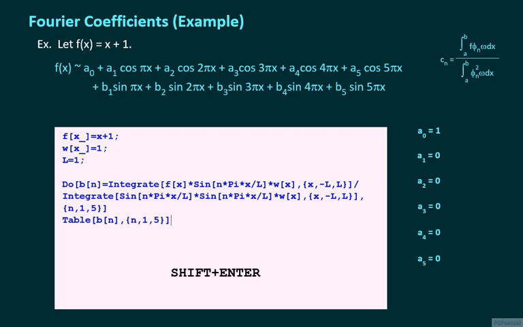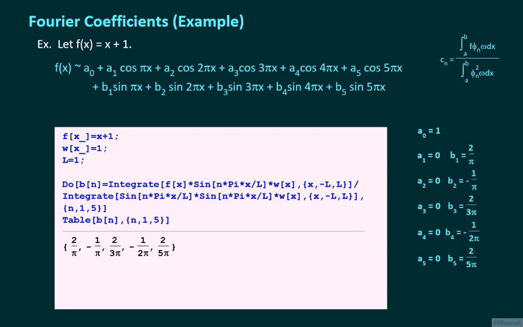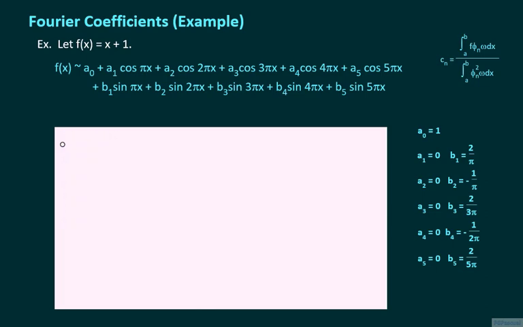We press Shift-Enter to evaluate, and here are the values of the b sub n's. Now that we have the different a sub n's and b sub n's, we use Mathematica to define the Fourier approximation. We name this Fourier approx x. Again, we are defining a function, so we use the underscore.